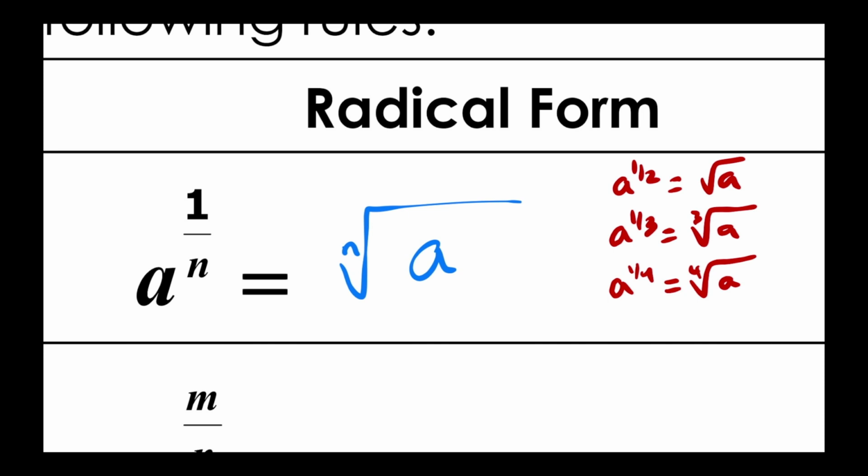Oh, someone says, can you do one more? Yeah. A to the 1/5 would be the 5th root of A. And so on. Yeah, pretty easy. Pretty simple, right? Pretty simple.